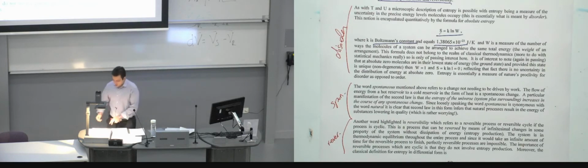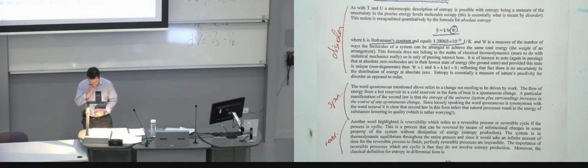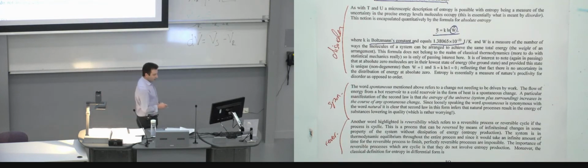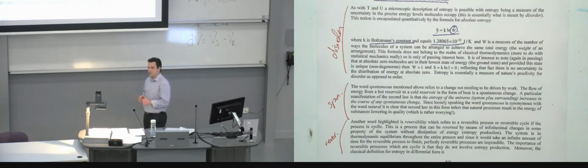But we have a new parameter here, which is W. And this W is the number of ways that molecules and particles in a system can arrange themselves.